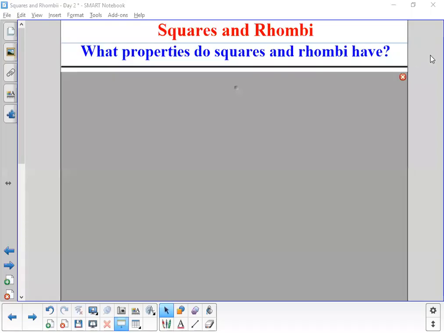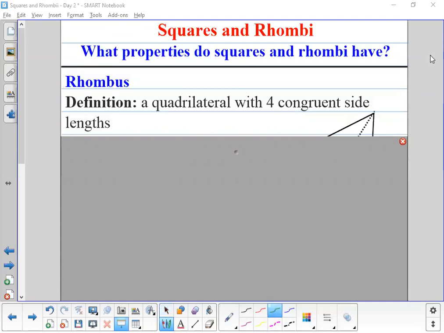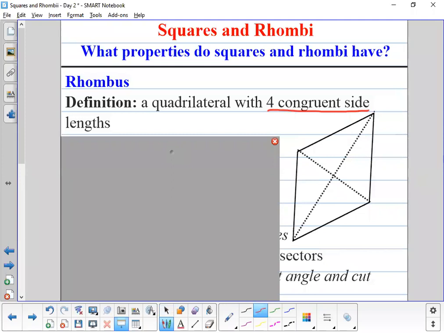The essential question for this lesson is, what properties do squares and rhombi have? So squares and rhombi. Let's start with the rhombus. Our definition of a rhombus is a quadrilateral with 4 congruent side lengths. Remember, the definition is the minimum amount of information you need in order to call it a rhombus. So on my diagram, I am going to mark that all 4 sides are congruent. That is the definition of a rhombus.